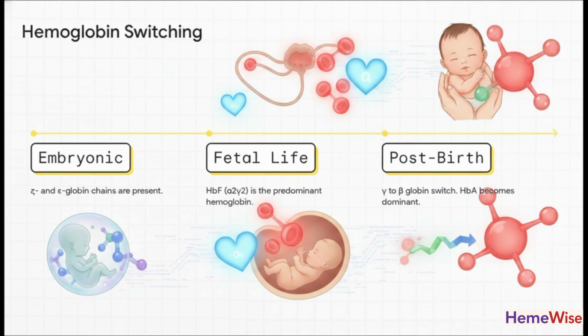But check out point 3. After birth, we see this critical switch from gamma chains to beta chains, making hemoglobin A dominant. This physiologic switch is exactly why a newborn with severe beta-thalassemia might look perfectly healthy at first. Their disease only unmasks itself as that protective fetal hemoglobin drops off during those first few months of life.